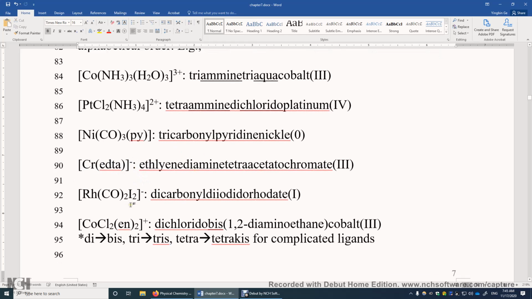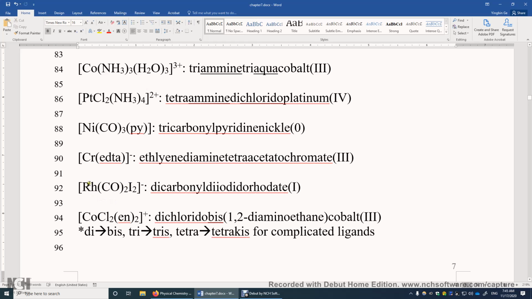Now this example, this is rhodium bonded to 2 neutral carbon monoxide and 2 iodine minus. And in this case, we'll say it's dicarbonyl, diiodidyl, rhodate. It's not rhodium anymore, it's rhodate, because this complex bears a negative charge. The oxidation number of rhodium is +1 because these 2 are iodine minus.